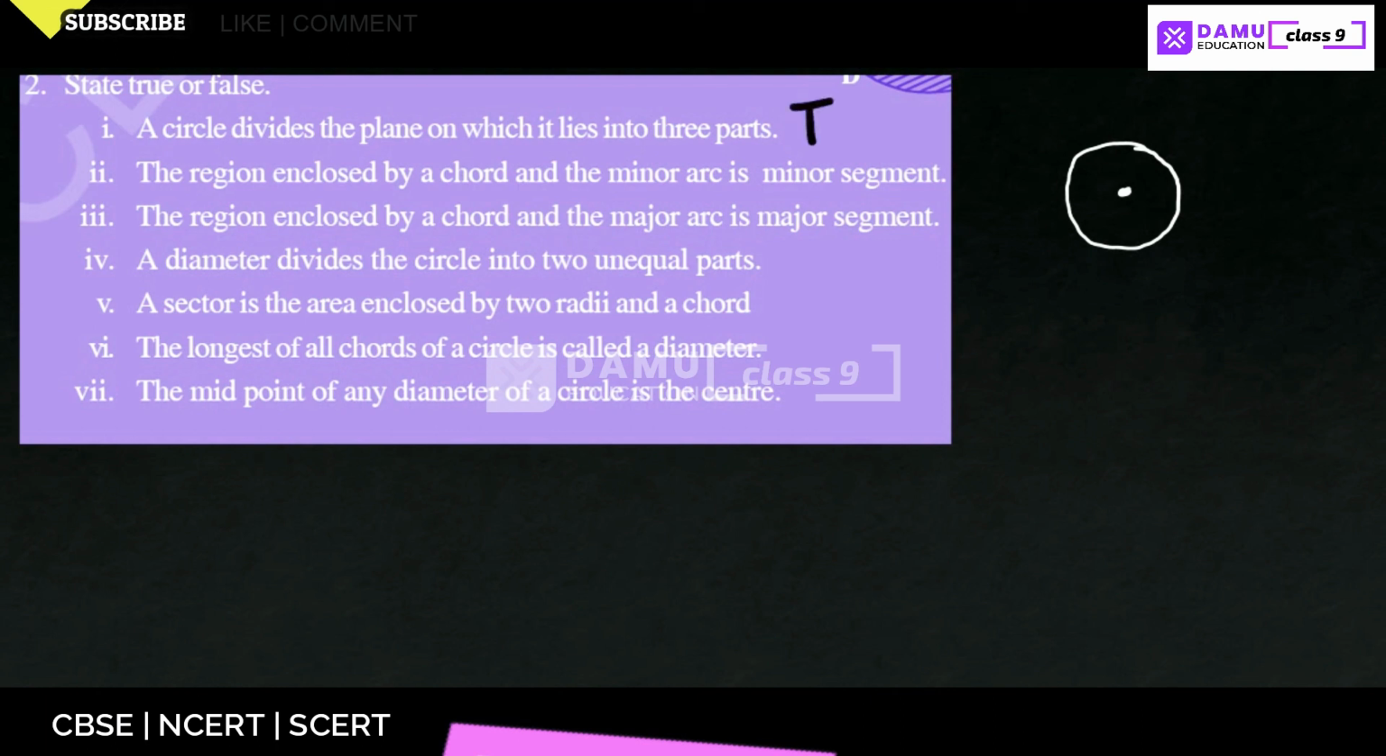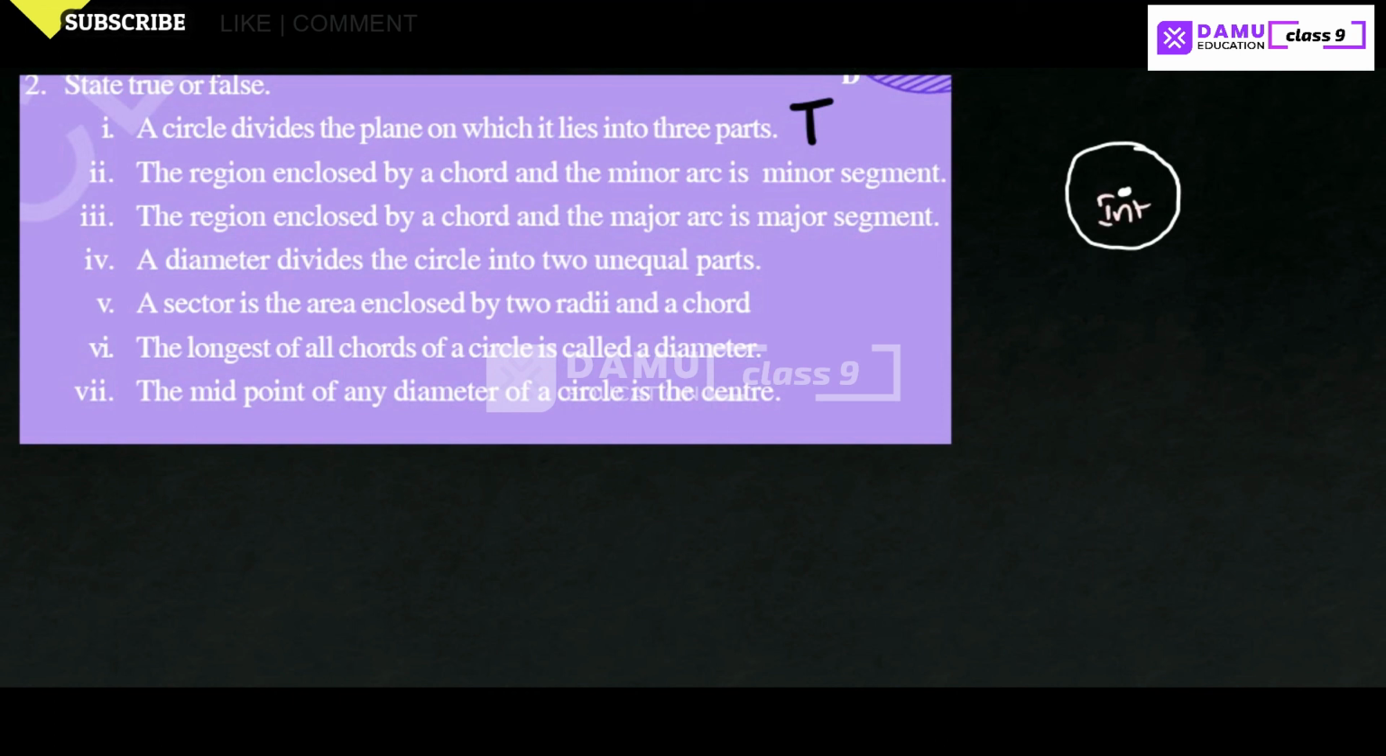How it is true is, it will divide the plane: inside of the circle is the interior, on the circle is the boundary of the circle, then outside is the exterior. Yes, it is the exterior plane, interior plane and boundary plane. You can take it like that. Next one, our second one, it is true.